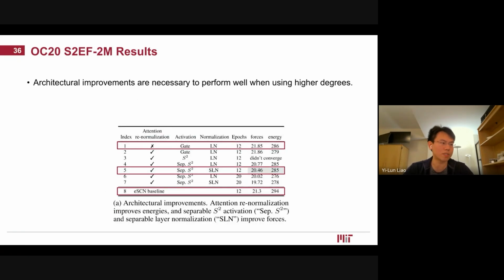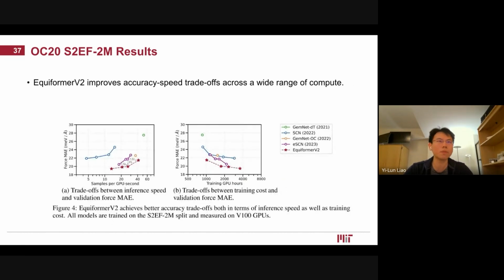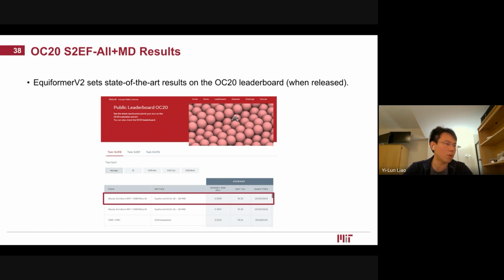And we benchmark the performance gain of higher degrees and also the improved architecture on the SPICE 2 million dataset. And we show that the improved architecture is necessary to perform better when using higher degrees. And EquiformerV2 also improves the speed-accuracy trade-off across a wide range of compute budgets. And we know that optimizations like padding graphs for post-compile can also further speed up these models. And when benchmarked on the whole OC20 dataset, OC20 S2EF, EquiformerV2 set state-of-the-art results on the OC20 leaderboard when it was released.